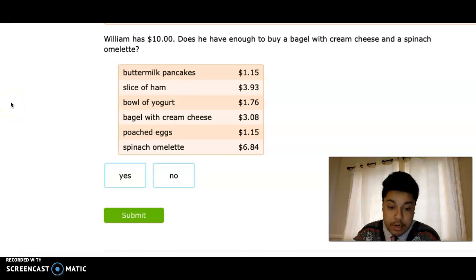William has $10. Does he have enough to buy a bagel with cream cheese and a spinach omelet? Well, you remember to add up the values. And after that, on your paper, just write yes or no, but make sure that you show your work for full credit. After this, I'm going to give you a quick check. Quick check is going to be 50 points. Not a lot of questions. I'll figure out how much later, but it's going to have 50 points.